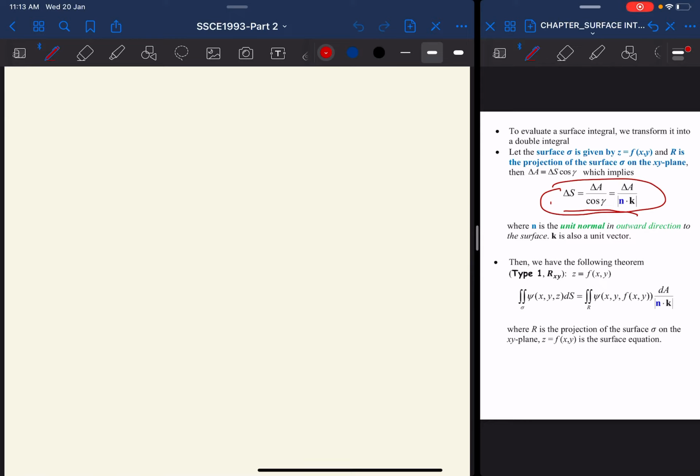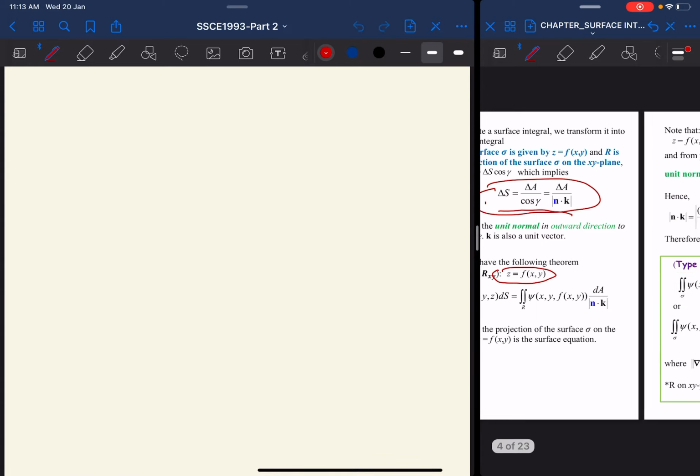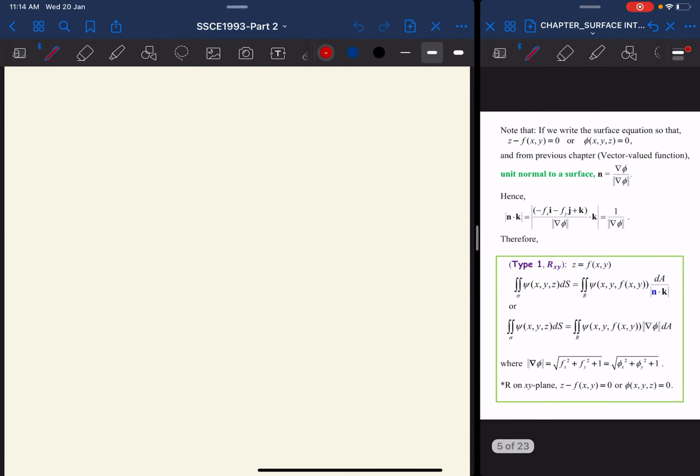We have the equation of the surface given by this one, so we will write z equal to a function of x and y. As we have learned in the first chapter, we will give you the equation of the surface so that you will be able to sketch it, and you will use that equation to solve for surface integral. You have also learned about unit normal to a surface in the vector valued function topics, so the unit normal vector is defined by this one.